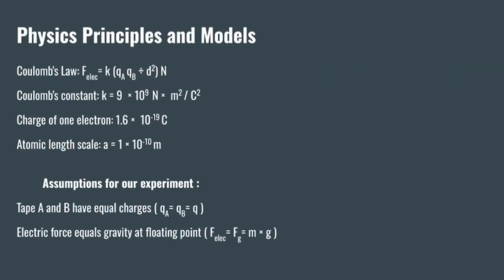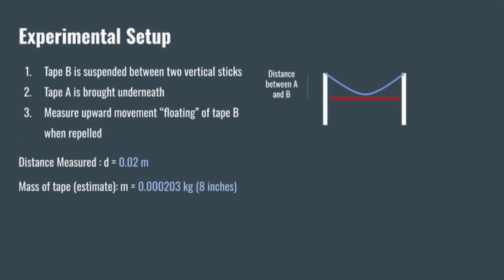Here are some general physics principles and models we'll be using. We'll be using Coulomb's law, Coulomb's constant, the charge of one electron, and the atomic scale. Some assumptions for our experiment are tape A and B have equal charges, and that electrical force equals gravity at the floating point.